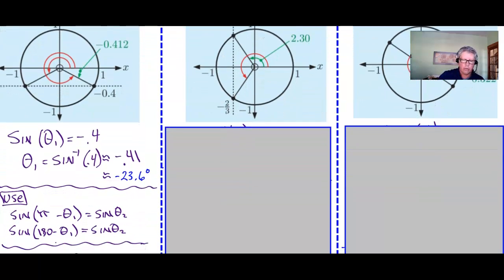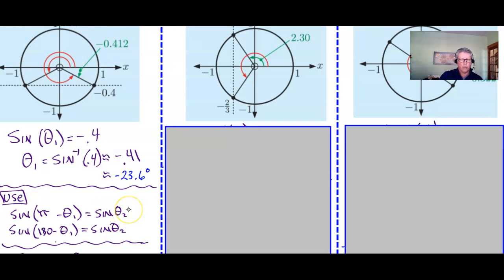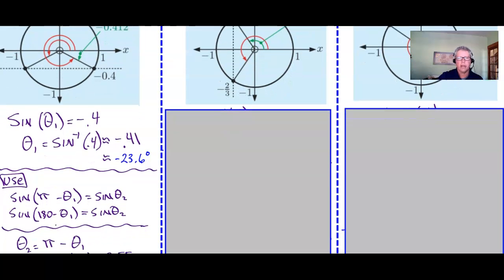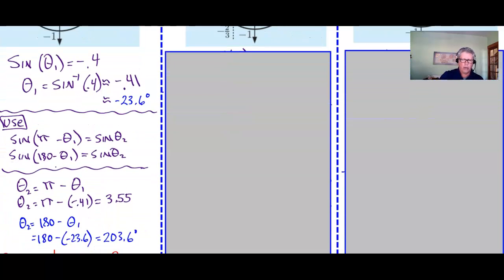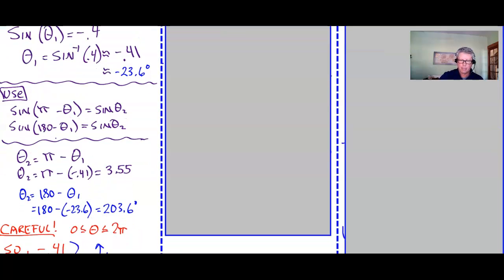So now we're going to use our really cool identities. Remember, if we're working in radians, we subtract it from pi to get the second answer, or if we're working in degrees, we subtract it from 180. And this is for sine. So you got to know there's 3 different ones: sine, cosine, and tangent. Only 3, right? Come on. So we know the first angle is negative 0.41. We subtract it from pi and we get 3.55. If we were working in degrees, we would subtract the negative 23.6 and we get 203. Okay.